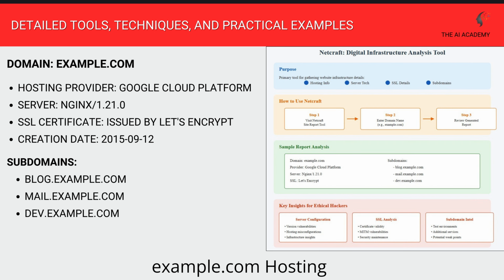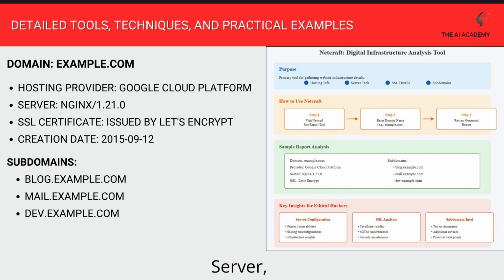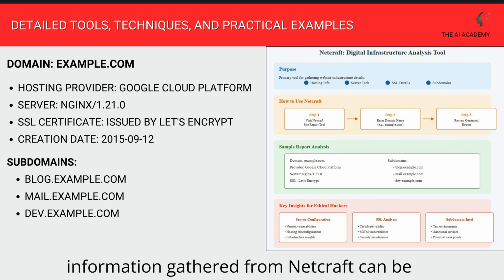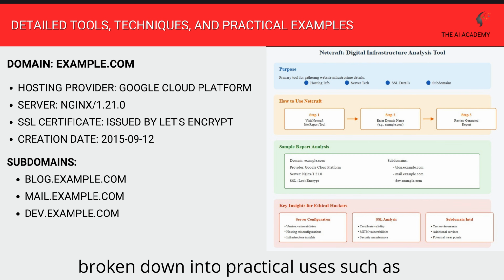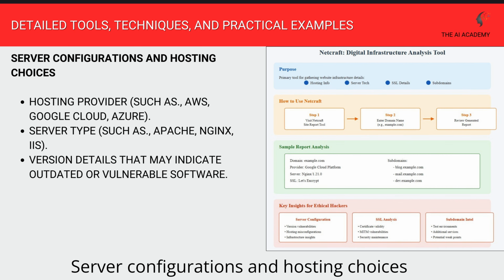Domain: example.com. Hosting provider: Google Cloud Platform. Server: Nginx/1.21.0. SSL certificate: issued by Let's Encrypt. Creation date: September 12, 2015. Subdomains: blog.example.com, mail.example.com, dev.example.com. The information gathered from Netcraft can be broken down into practical uses such as server configurations and hosting choices.